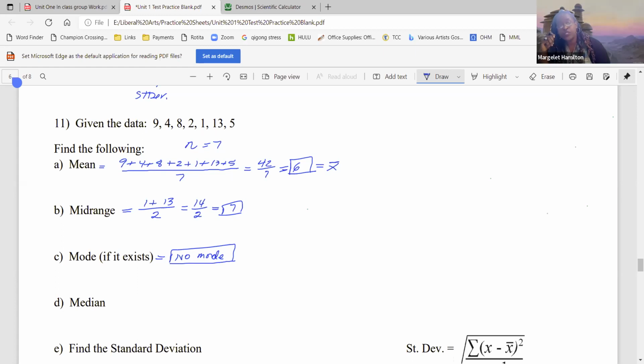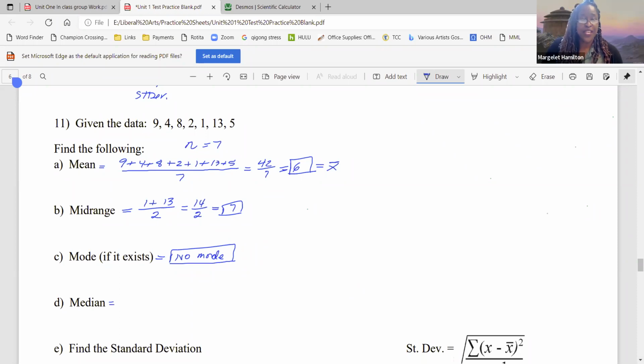You can have 2 modes. That would be called bimodal. You can have 3 modes. That'd be trimodal. Okay. You can have 4 modes, and that could be like a whole lot of modes. Is everybody all right? Got you. Okay.